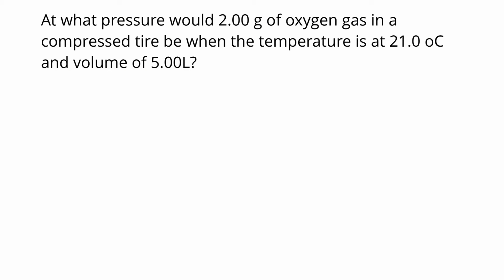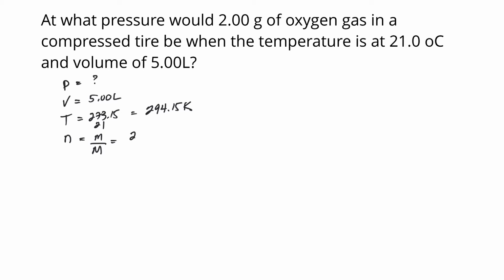All right, here's a good one. What pressure? Oh, grams. You're going to have to convert that to moles. Temperature 21 and volume of 5. Okay, so PVT moles. I'm not changing any of those, and so it's just going to be the ideal gas law. Pressure they're looking for. Volume they give me is 5 liters. Temperature, okay, 273.15 plus 21. So that's 294.15 Kelvin.